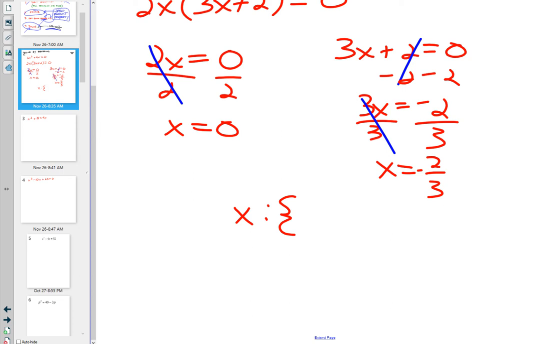And then you just write your two solutions, which is 0 and negative 2 over 3. Oh, wait, Mr. Romero, how about if I would have written negative 2 over 3 and then 0? It doesn't matter. It's the same thing. You just say that solution.